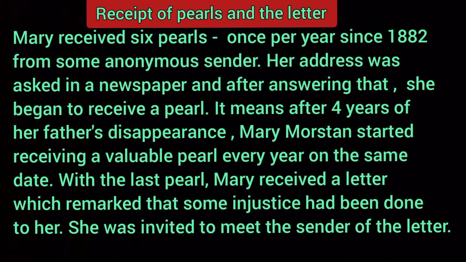The second puzzle is that Mary received 6 pearls, 1 per year since 1882 from some anonymous sender. Her address was asked in a newspaper and after answering that, she began to receive a pearl. It means after 4 years of her father's disappearance, Mary Morstan started receiving a valuable pearl every year on the same date. With the last pearl, Mary received a letter which remarked that some injustice had been done to her. She was invited to meet the sender of the letter.